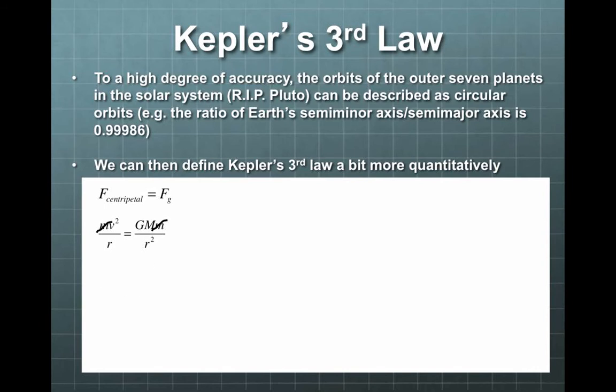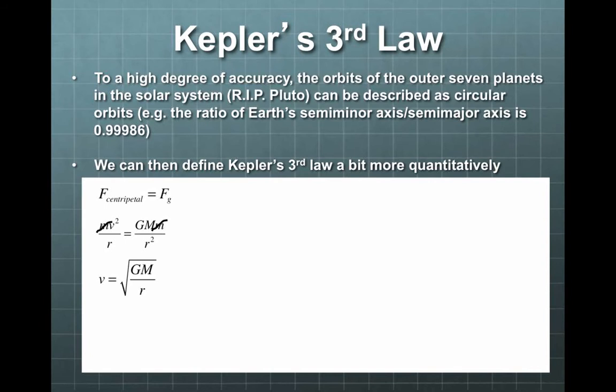So that drops out. And we then solve for the velocity of the satellite orbiting the central body: it is equal to the square root of the universal gravitational constant times the mass of the central body divided by the radius. And you see here from this equation that the velocity is independent of the mass of the satellite.